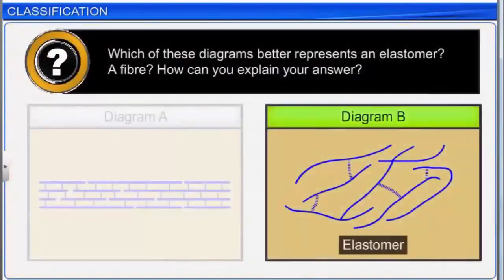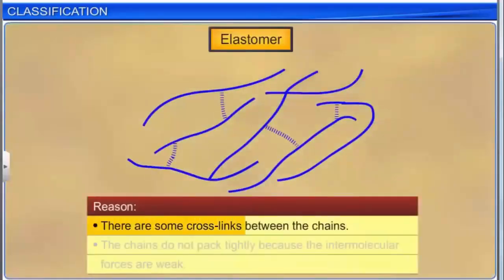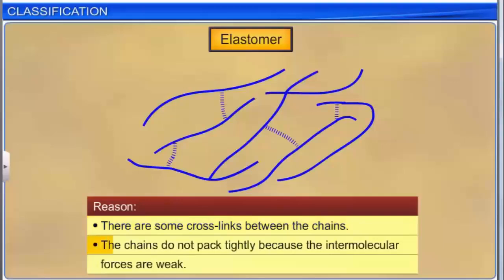Diagram B represents an elastomer. There are some cross-links between the chains, but the chains do not pack tightly because the intermolecular forces are weak.